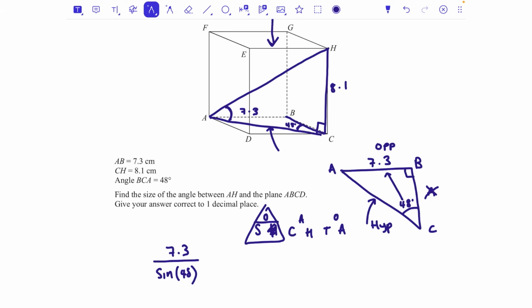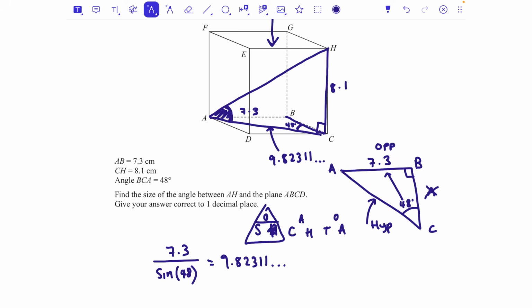Because you've got O on the top, which is the opposite, and S on the bottom, which is sine 48. So using my calculator, 7.3 divided by sine 48 is 9.82311. And I'm not going to round that just yet because I think I might need to use that again in a minute. So that side there, 9.82311. Now I want this angle here.